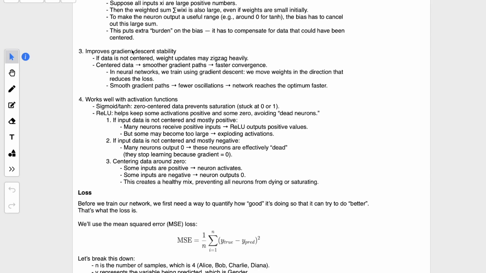It also improves gradient descent stability. If the data is not centered, weight updates may zigzag heavily. Centered data leads to smoother gradient paths and then faster convergence. This means that while updating, the weights are not decreasing and then increasing, then decreasing, then increasing, things like that. They will just follow a uniform path, and it will lead to faster convergence, which means it will reduce loss faster, and neurons will learn faster as well.